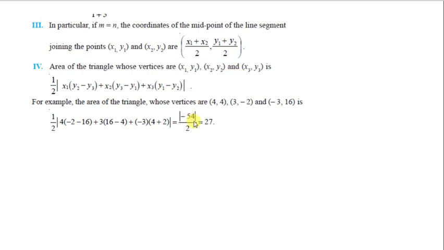For example, if you want to find the area of a triangle with coordinates (4, 4), (3, -2) and (-3, 16), then it will be half modulus of 4 into (y2 is minus 2 minus y3 is 16), so minus 2 minus 16, plus 3, that is x2, into (y3 minus y1), that is 16 minus 4, so 12 here, and this is y1 plus x3, that is minus 3 here, and then (y1 minus y2), y1 is 4 and y2 is minus 2, so it becomes 4 plus 2. So the area will be 27.